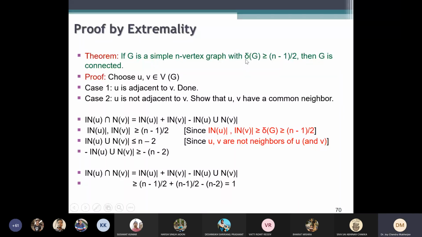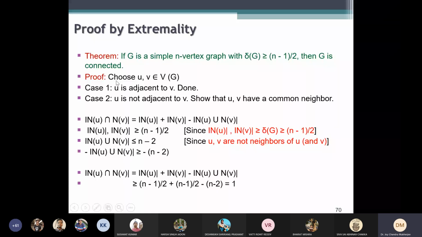the degree of, so delta G denotes the minimum degree of the graph. So every vertex has at least this much degree, delta G, which is given as at least (n minus 1) by 2. Then you have to prove that this graph is connected. If you want to prove some graph is connected, we are supposed to prove that given any two vertices u and v in the graph, there is a path between them, right? That is something you have to prove.